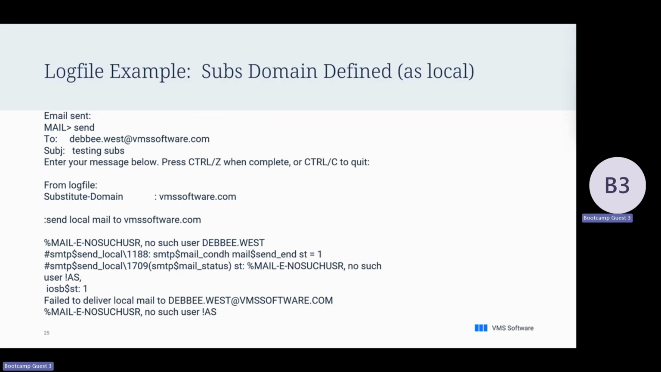So in my log file, I see I sent, in reality, I'm sending from myself, kind of to myself. My substitute domain is VMS Software. It comes up. I'm sending local mail to VMS Software. We talked earlier that Debbie.West is not a valid user on my VMS machine. And this is the kind of error we're going to see in the log file. No such user. So we're trying to send, we know we should get this. This is VMS Software. We're not blocked. But then we see no such user. We're like, VMS mail doesn't know me. So that's what that would look like.